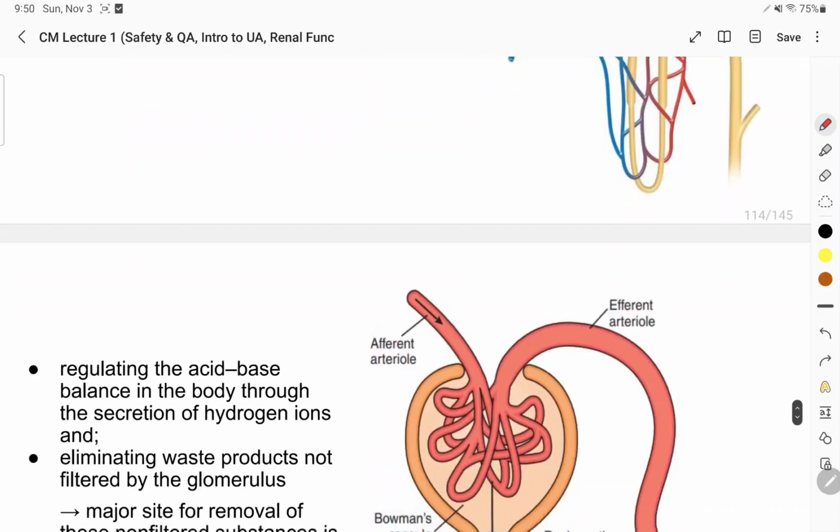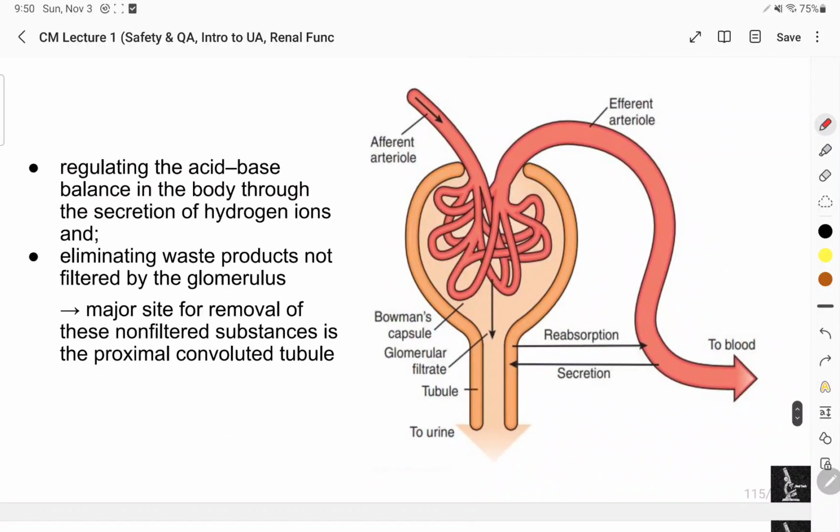Okay, tubular concentration. Here in tubular concentration, it regulates the acid-base balance in the body through the secretion of hydrogen ions, and it also eliminates waste products not filtered by the glomerulus. Okay, so didn't I tell you earlier that around 120 ml is filtered by the glomerulus, but what is not filtered goes to the efferent arterioles, and then to your peritubular capillaries and the vasa recta, then back to the peritubular capillaries, right?